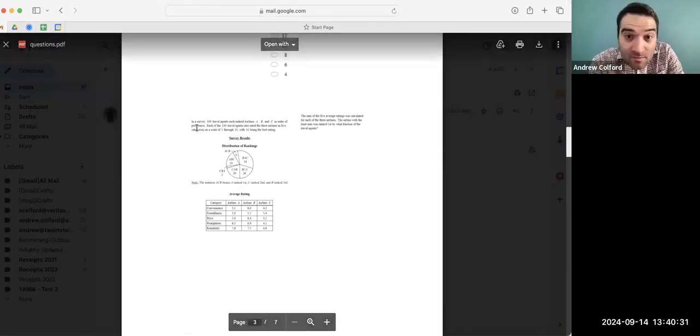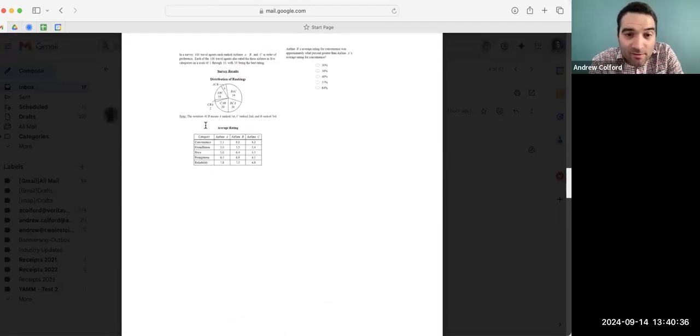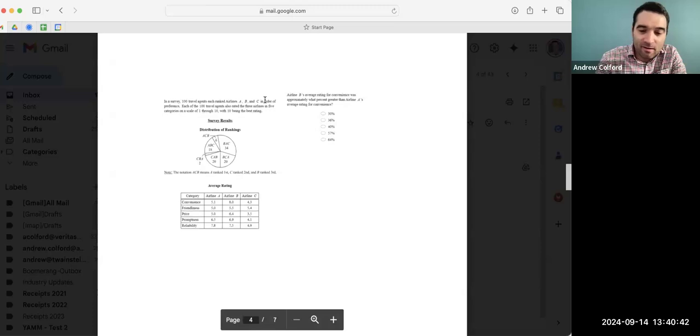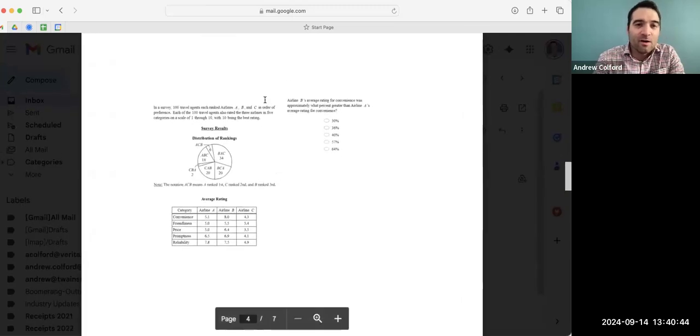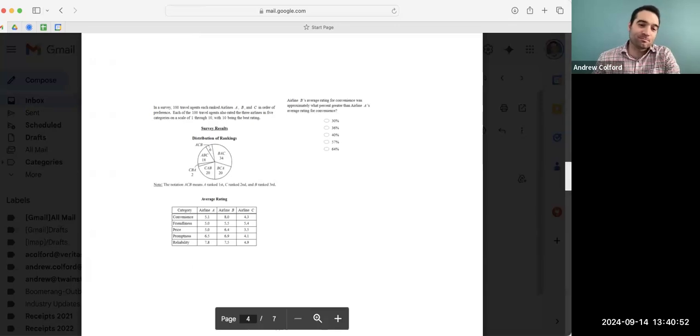Okay, so we did this one together. Let's do this one. And sorry for the small font. If everyone can read that. Yeah, okay. There we go. Okay, so airline B's average rating for convenience was approximately what percent greater than airline A's average rating for convenience?